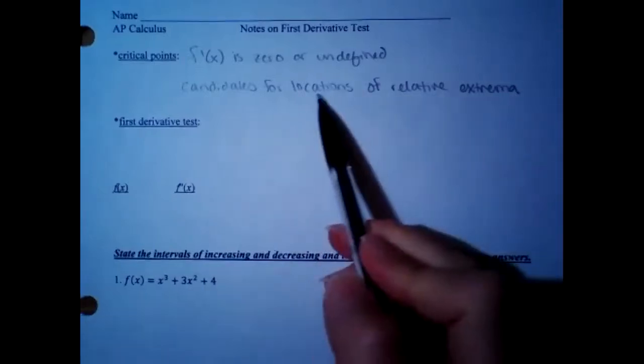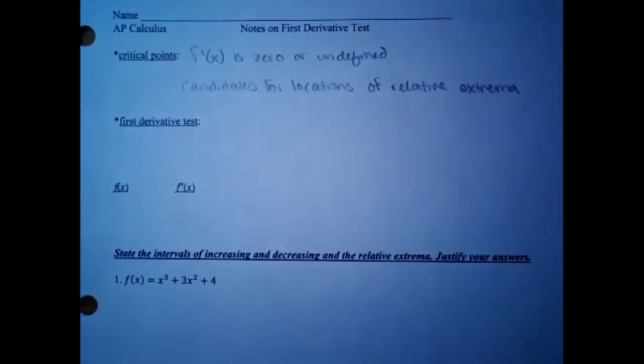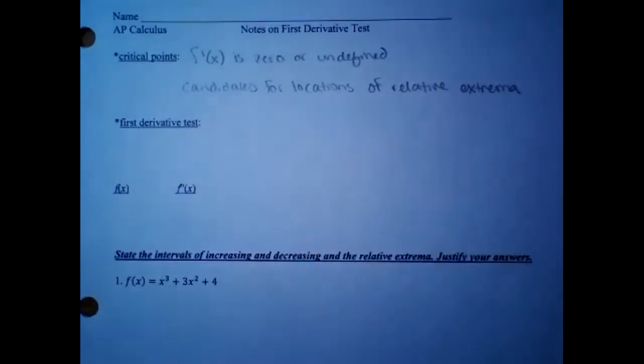Also be careful, it's locations of. The critical points are just the X value. And they will correct your grammar on the AP exam and not give you credit if you don't word it correctly. If you say, X equals 7 is the maximum, they won't give that to you. It's the location of the maximum. If you want the actual value, you have to take that X and plug it in and get Y. So just be really careful with your wording, okay?